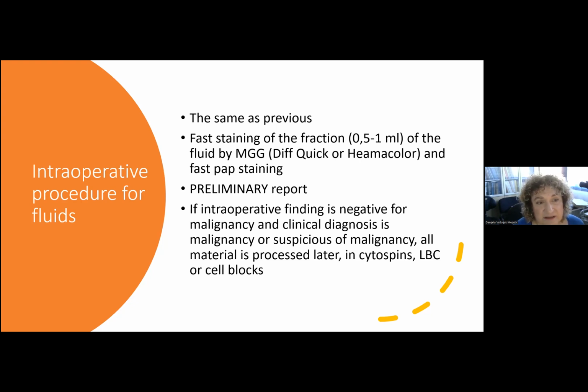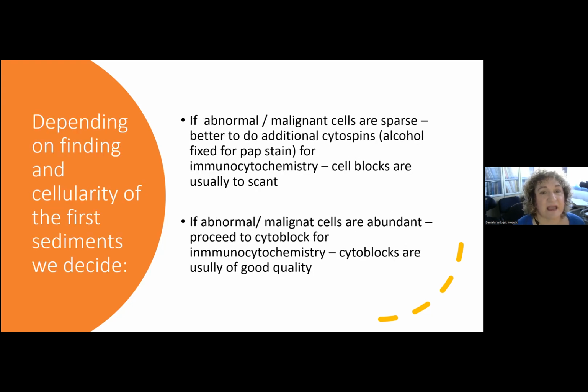On that occasion, we usually issue a preliminary report and call the operating room to tell the surgeon what we see. So if the intraoperative finding is negative for malignancy and the clinical diagnosis is malignancy or suspicious of malignancy, all material is processed later in cytospins, LBC, or cell blocks. And if the clinical diagnosis is benign, we stop at this stage.